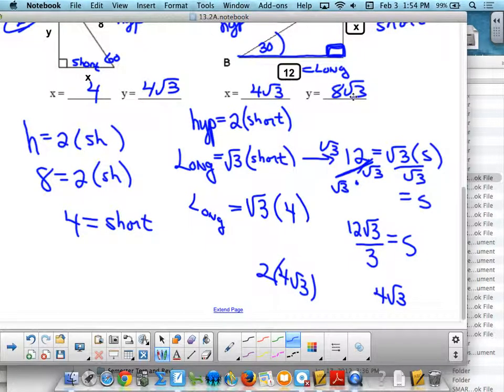Okay? Did you get it? Yep, that's it. That's it, we got it. So what was the final answer? The final answer is this one for the short, that's your long, that's your hypotenuse.